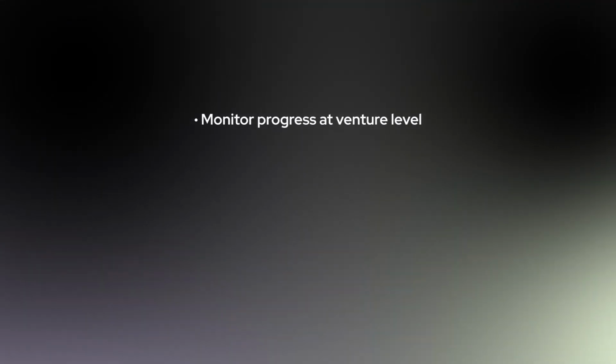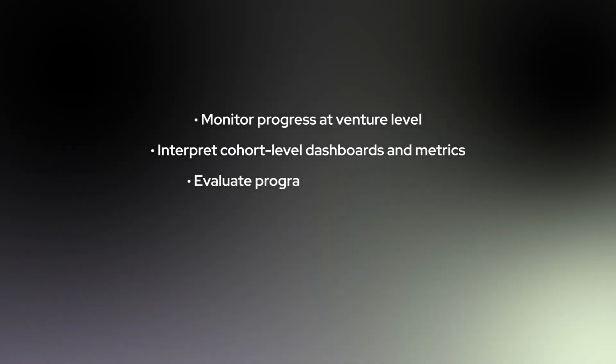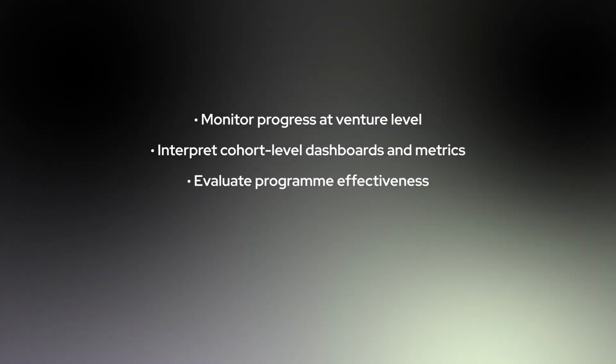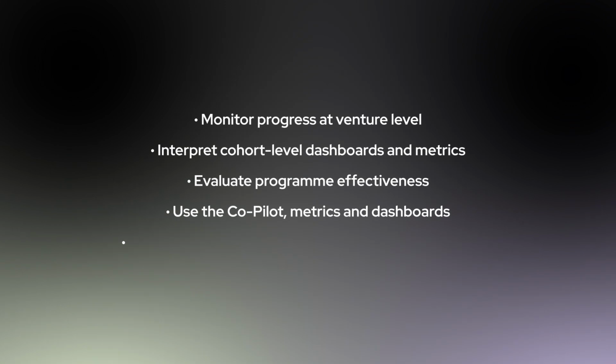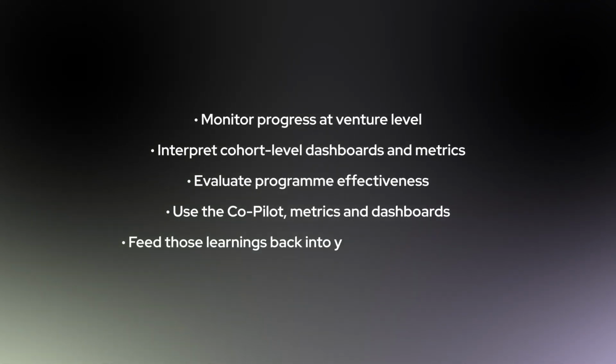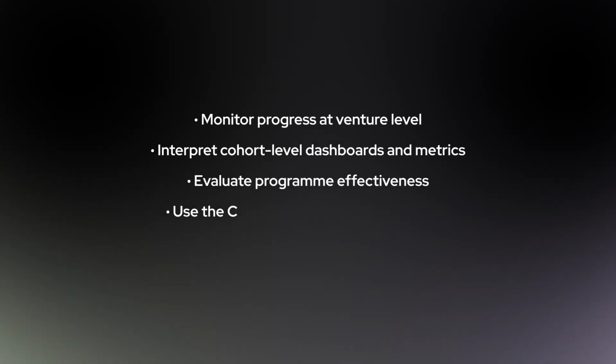To summarize, in this module, you've seen how to monitor progress at the venture level, to interpret cohort-level dashboards and metrics, to evaluate program effectiveness over multiple intakes, to use the Copilot, metrics, and dashboards to turn insights into targeted interventions and improvements, and to feed those learnings back into your program design so each cohort runs a little better than the previous one. With these tools in place, Bertie becomes more than a delivery platform. It becomes a continuous improvement engine for your programs.